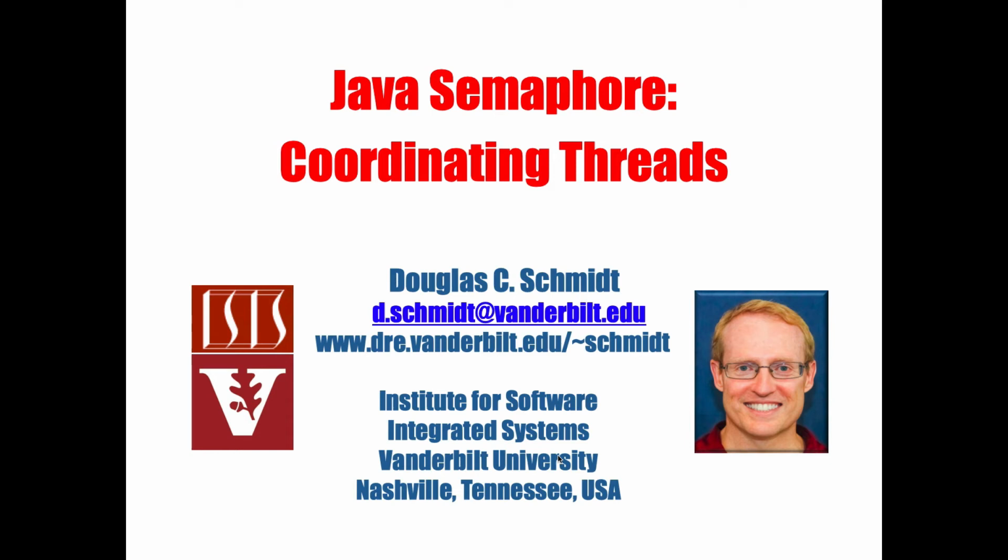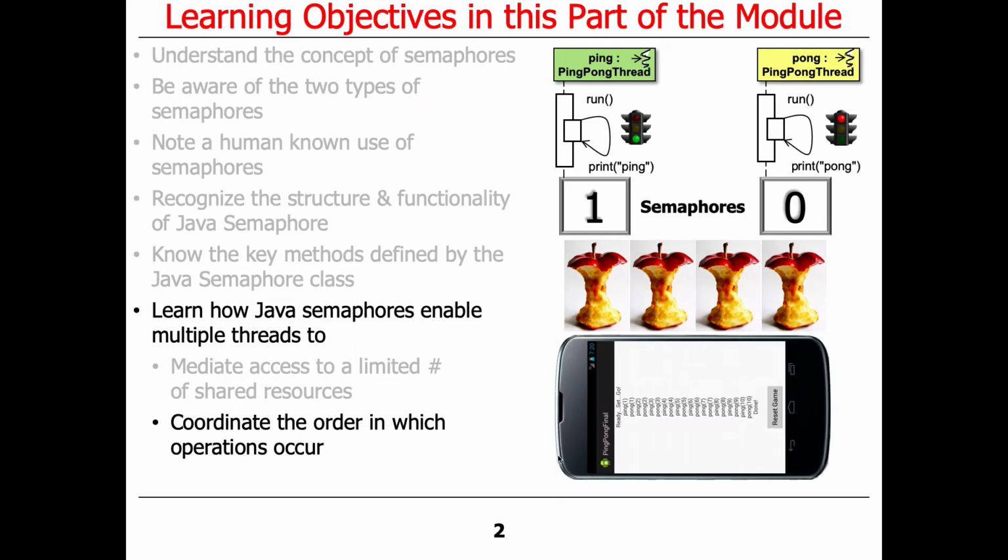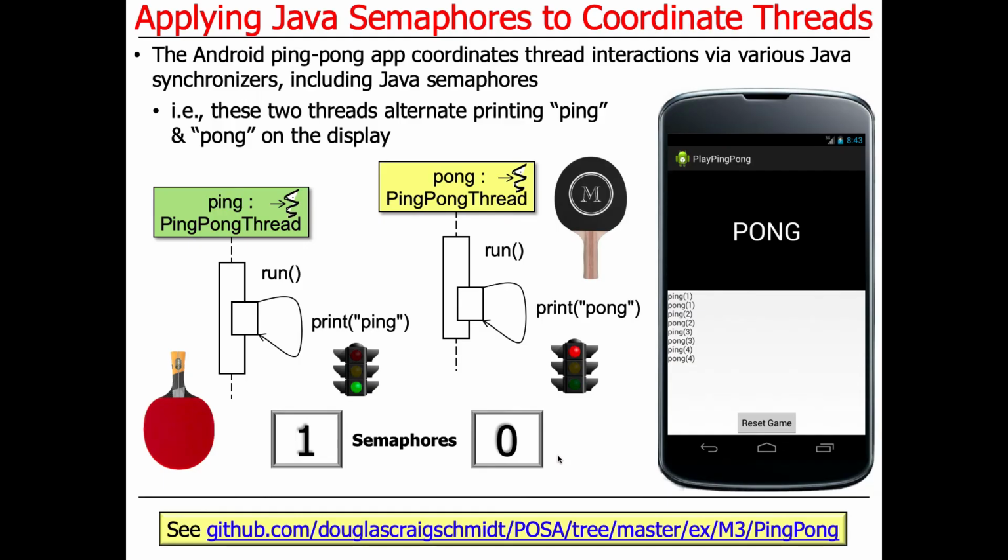All right, the next topic. We already talked about how to use a semaphore to basically mediate access to some shared resources like Palantiri. Now we're going to see how to use a semaphore to coordinate interactions between threads, which is a different use case. This particular example is this ping-pong example.